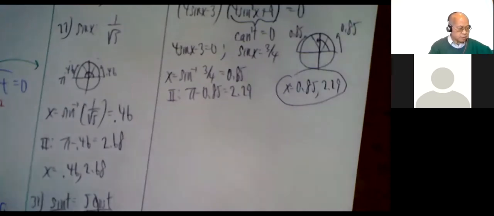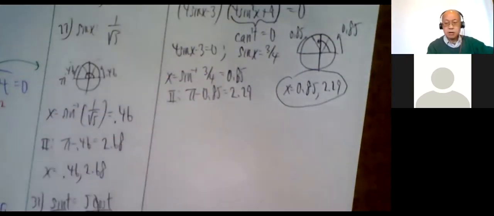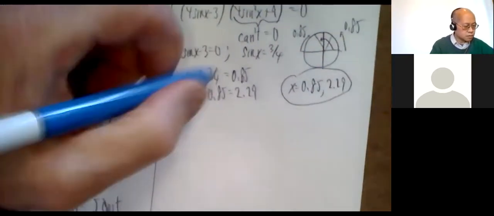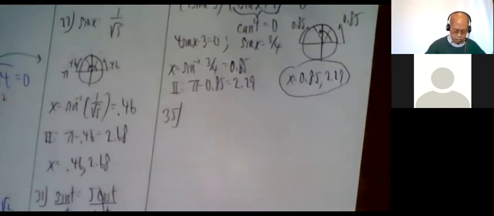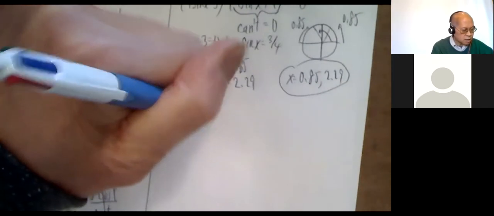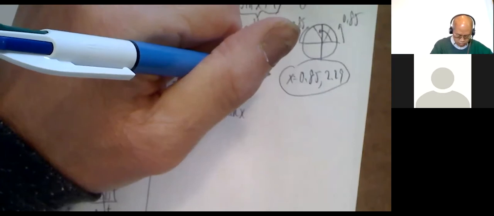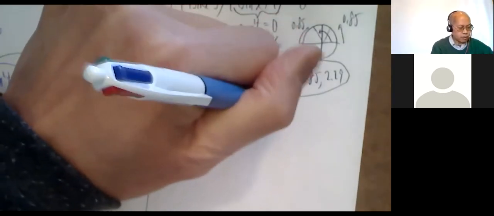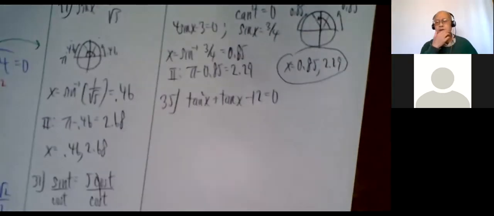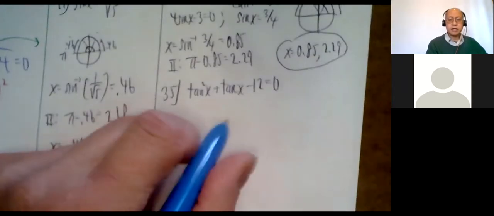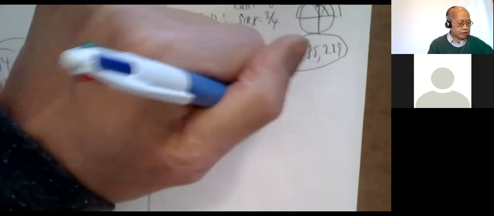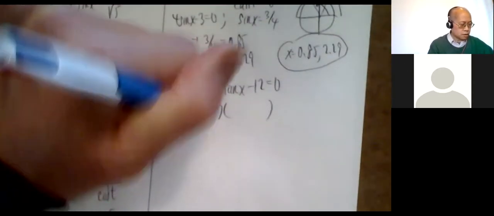So 35. Tangent squared x plus tangent x minus 12 equals 0. Okay, this is a quadratic equation in tangent of x. It can be factored like this. Tan x.